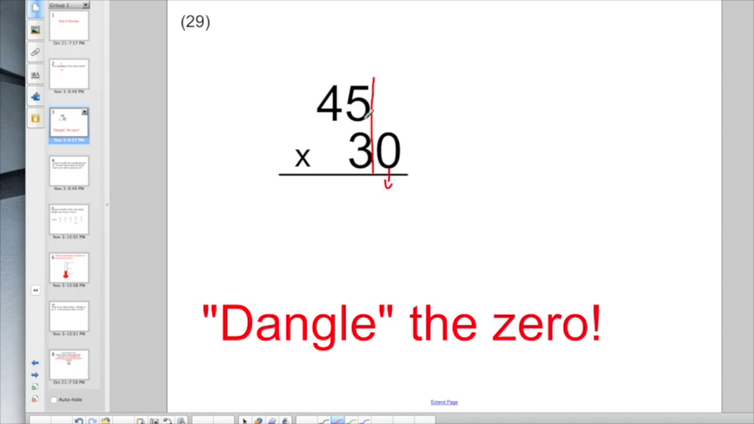So you start off 3 times 5. Hey, that's 15. I write down my 5. I'm going to carry my 1. 3 times 4 is 12, plus 1 more. That gives us 13. So I'm sitting at 135. Now I bring down my 0 that I dangled, and I end up with 1,350.